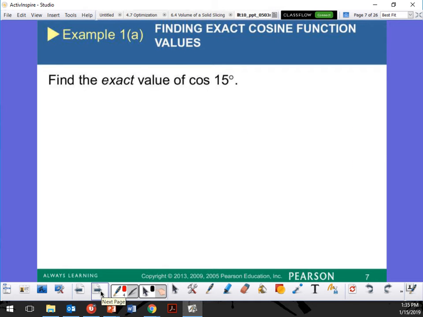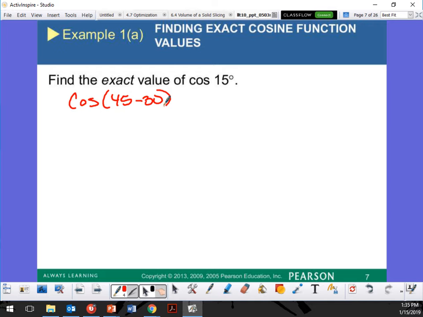Find the exact value of cosine 15. Now, think of it like this. What two values on my unit circle can I use to get 15, using addition or subtraction? 45 minus 30. So we're saying cosine of 45 minus 30, right? Together, is that 15? Yes, it is 15.